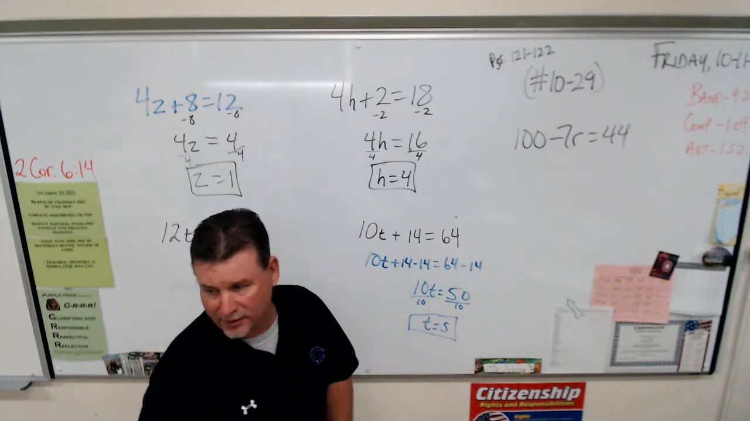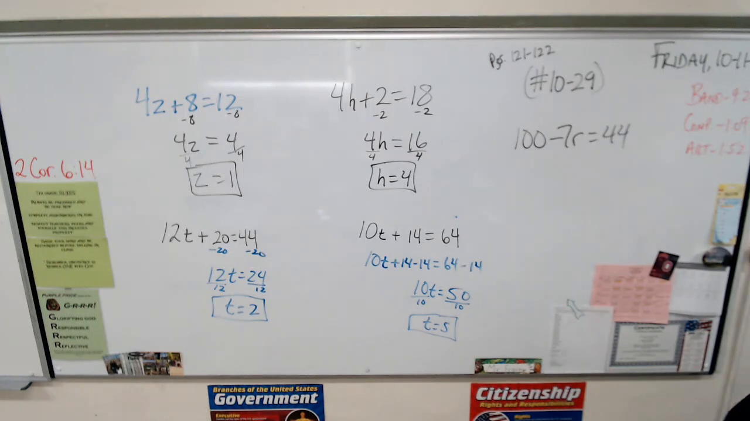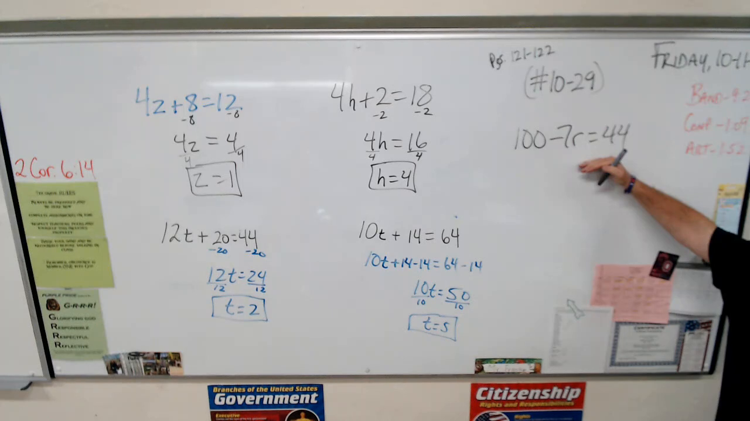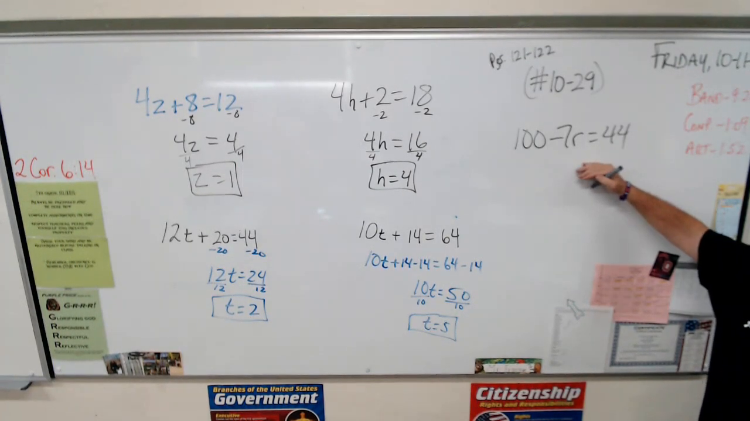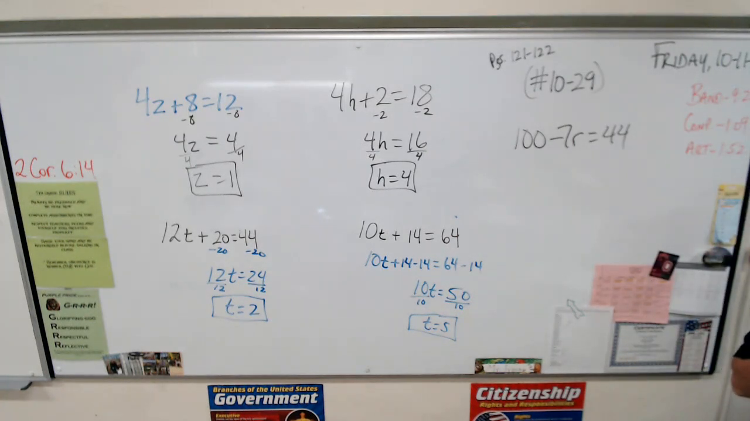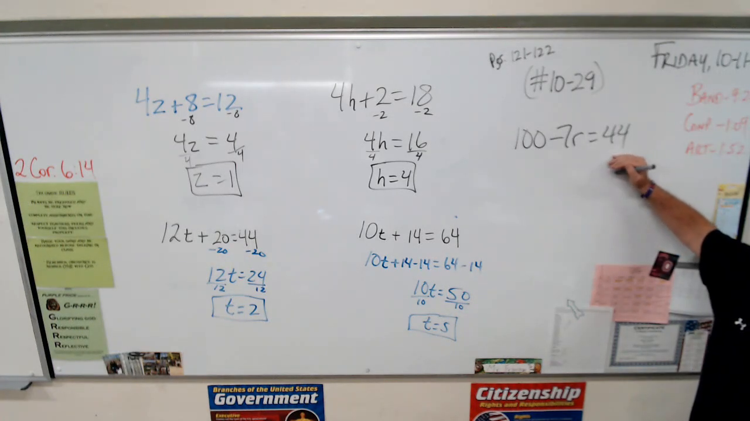Okay, stop, pause. Everybody, press pause. Look up here. I've got 100 minus 7r. There's a negative sign attached to my variable. I want to know what r is, not negative r. There's a couple ways I can go through this. If I don't want to work with a negative variable, I could move the negative 7r over here.